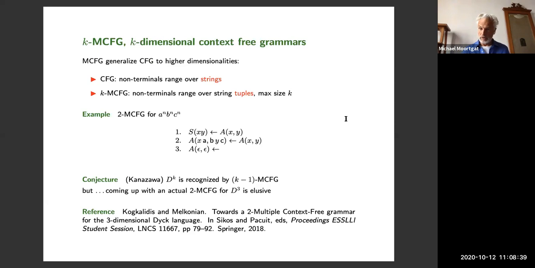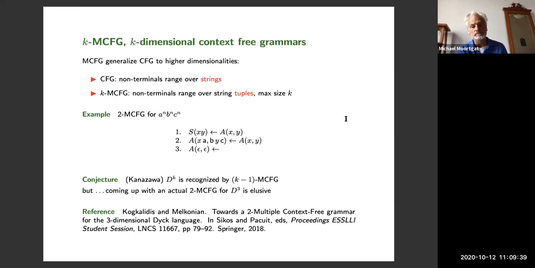In a context-free grammar, the non-terminals, as we know, range over strings, so the semantics of context-free languages tells us that. Now in a k-multiple context-free grammar, the non-terminals range not over strings, but over string tuples with a maximal size of k. So if we say we have a two-multiple context-free grammar, we mean that there are certain rules in that grammar where non-terminals, in this example a non-terminal A, range over a pair of strings rather than just over strings. So an ordinary context-free grammar, in this perspective, is just a one-dimensional context-free grammar. And the conjecture for the three-letter Dyck languages would then be that a two-dimensional context-free grammar would actually suffice to recognize it.